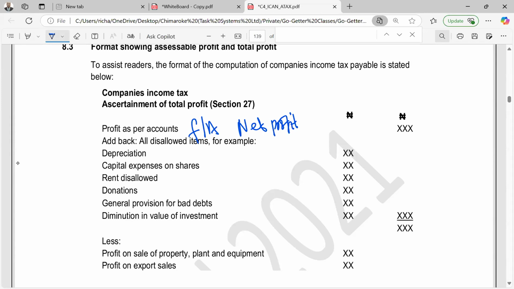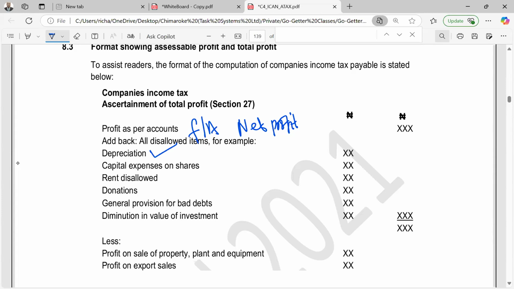So it means the tax accountant does not start from the beginning to create his own account, although that is another possibility that can occur. But most times, to save stress, we take what the financial accountant has prepared. Then we add all disallowable items. We said before, those items do not qualify to be deducted, and they have been deducted. So we have depreciation, which I gave as an example.